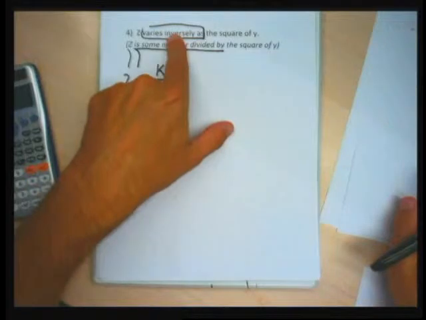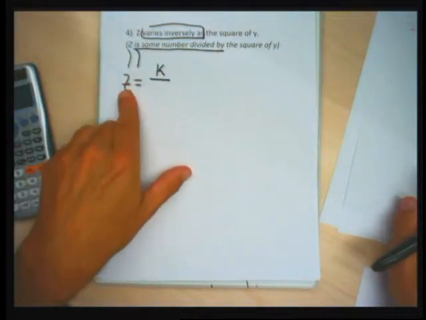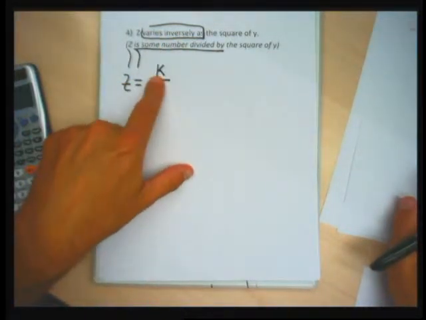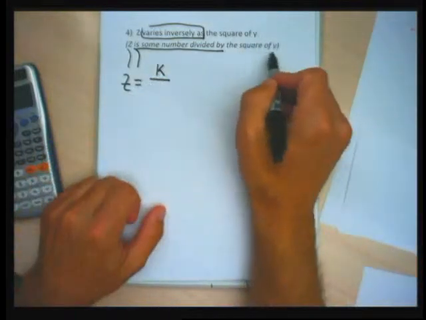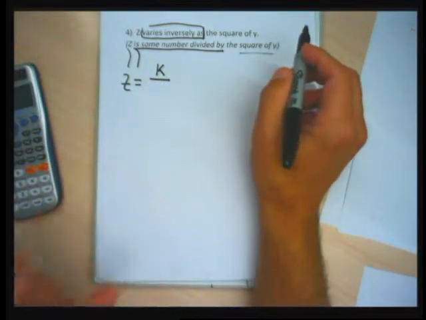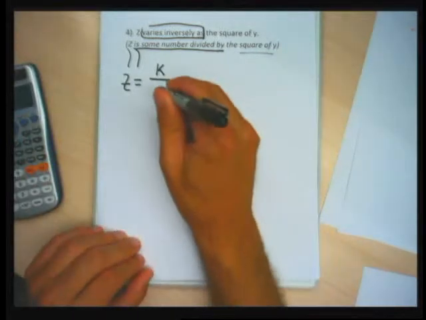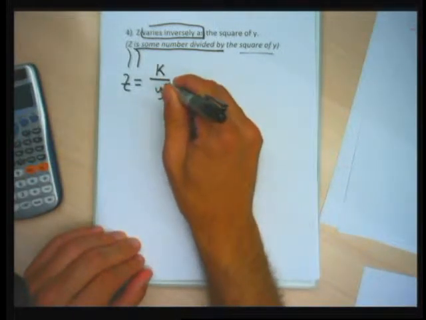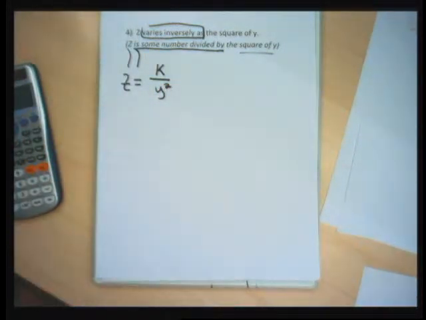So varies inversely, z came first, it goes to the left of the equal sign. I get a fraction with a k in the numerator, and after the fraction I get the square of y. Because it doesn't have root, I'm going to have an exponent of 2. So I'm going to get y squared.